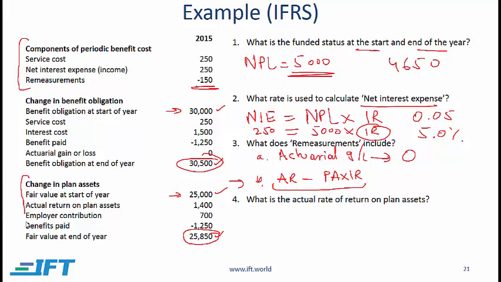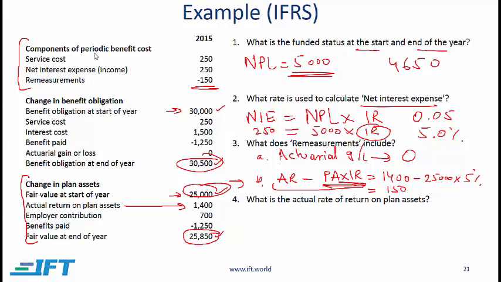If we look at the plan assets or the change in plan assets, one of the items here is the actual return on plan assets. So this actual return number is 1,400. The plan assets at the start of the year were equal to 25,000. So you have 1,400 minus 25,000 into the interest rate, which is 5%. So when you do this calculation, you will get 150. This is a gain of 150. The actual return was higher than this number. So this is going to reduce the overall pension cost.